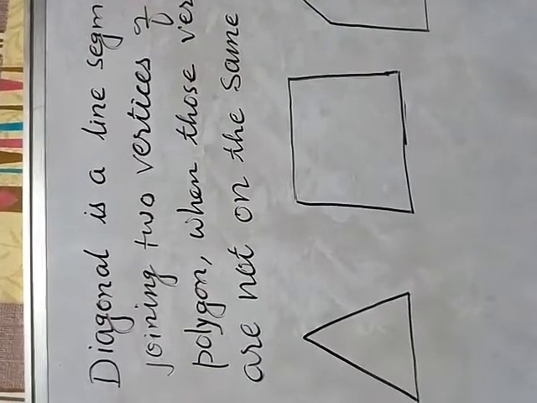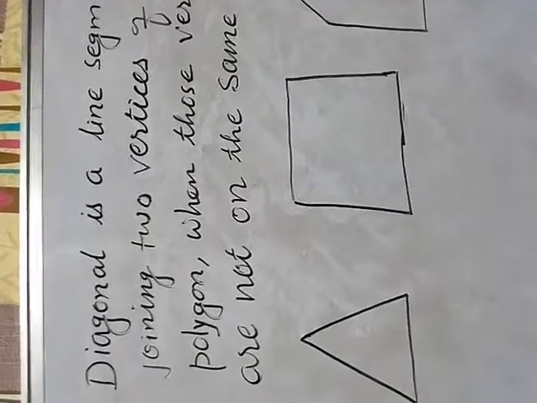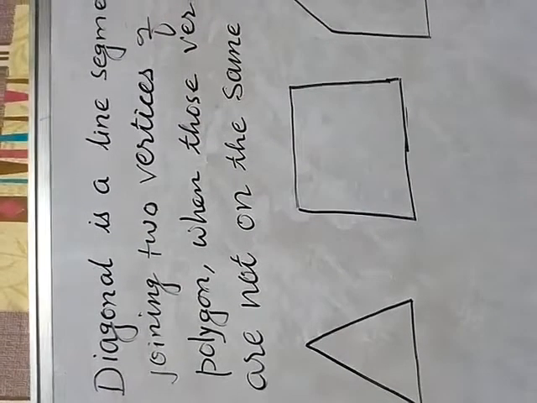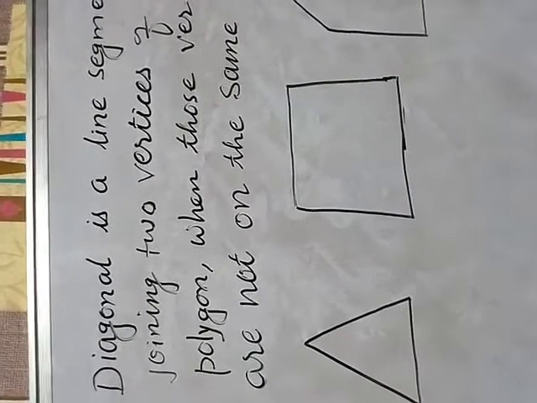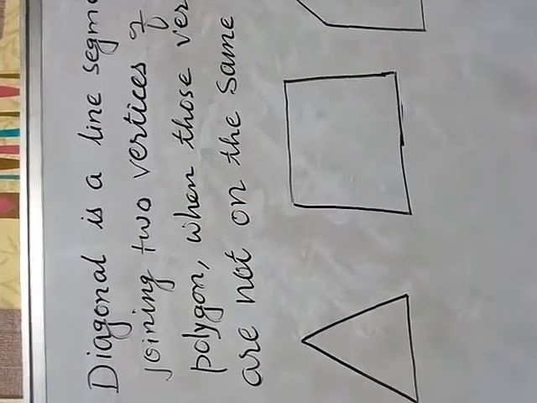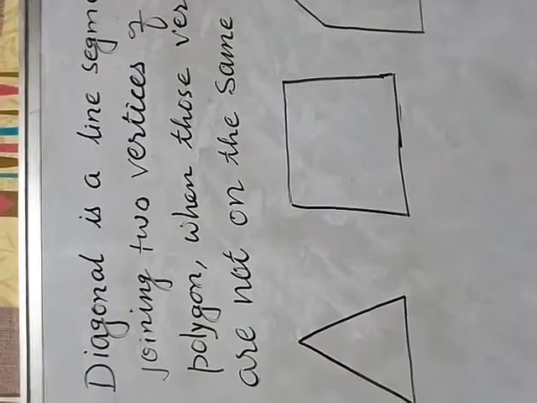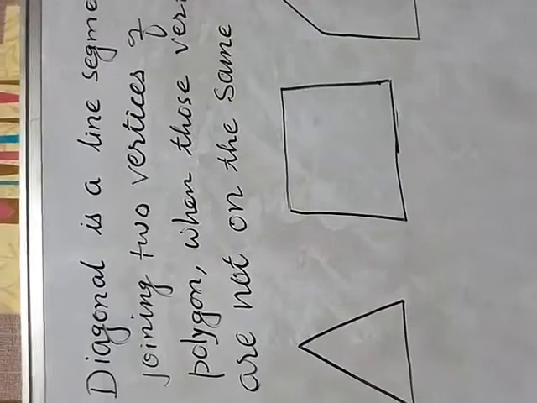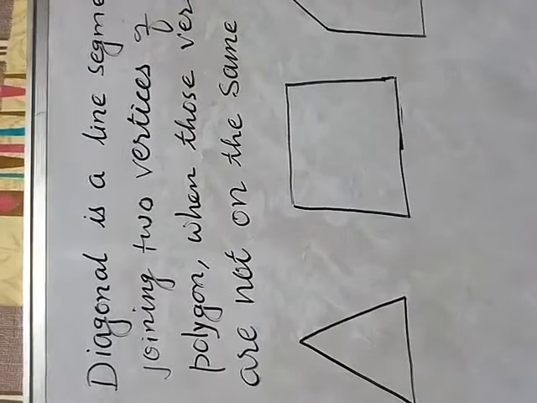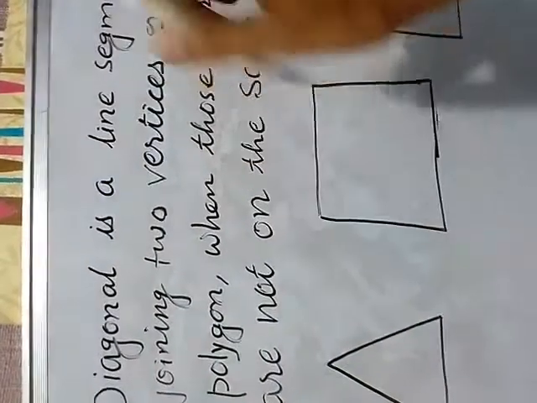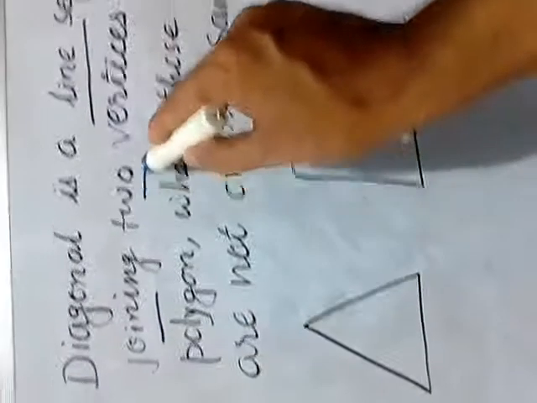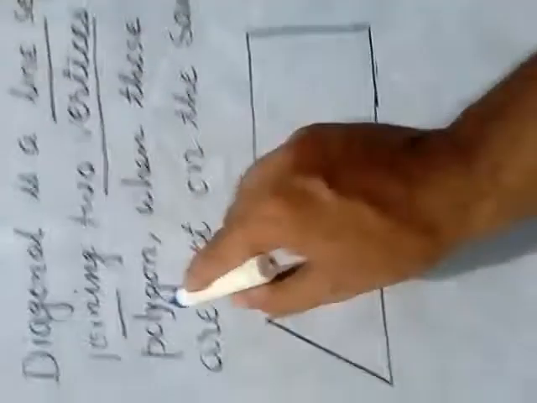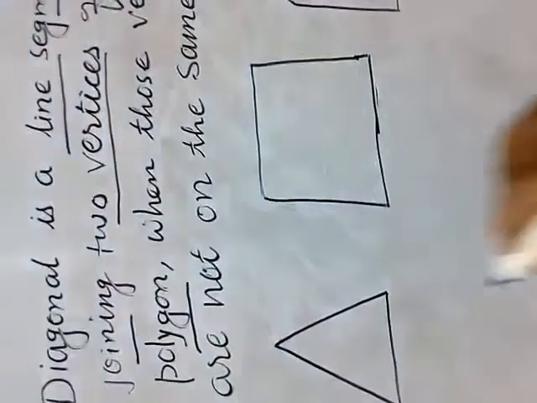Dear student, today in this video we are going to learn about the diagonal of a polygon and how many diagonals we can construct in a given polygon. So first we have to know what a diagonal is. A diagonal is a line segment joining two vertices of a polygon.